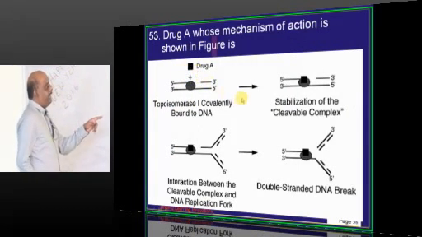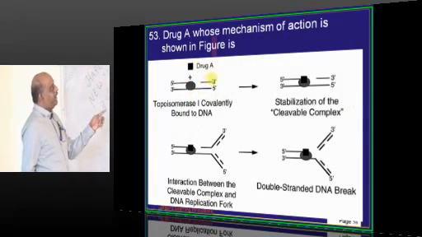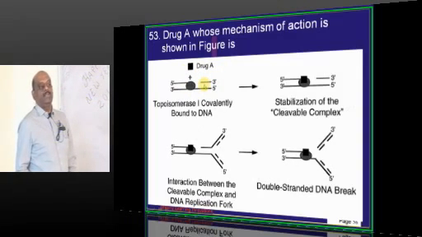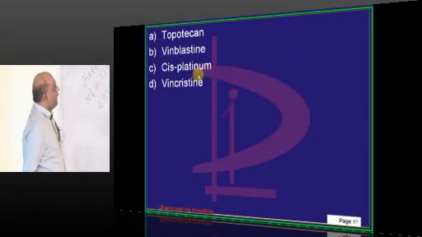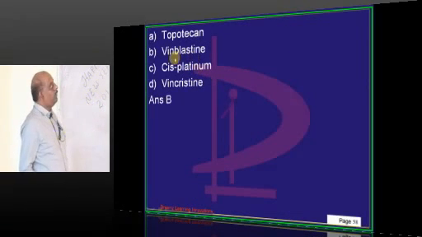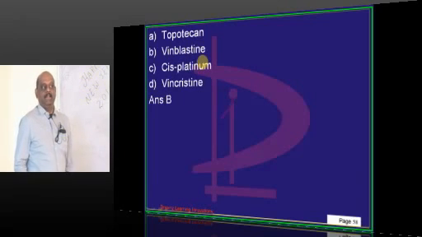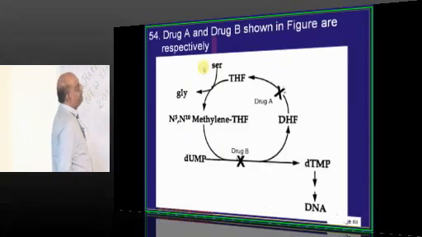Then drug A, what drug typically is a topoisomerase 1 inhibitor? Typically, topotecan, irinotecan, etc. You should not forget.